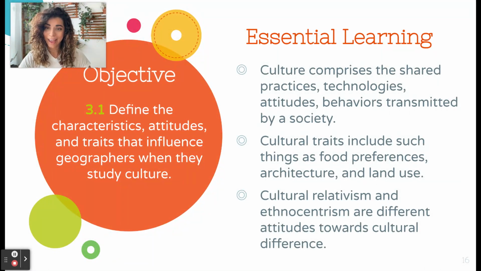So, just to recap, make sure that you all can define the characteristics, attitudes, and traits that influence geographers when they study culture. So, including this idea that culture comprises shared practices, technologies, attitudes, behaviors within a particular society. And cultural traits include such things as food preferences, architecture, land use. The ideas of cultural relativism and ethnocentrism are different attitudes toward cultural difference.